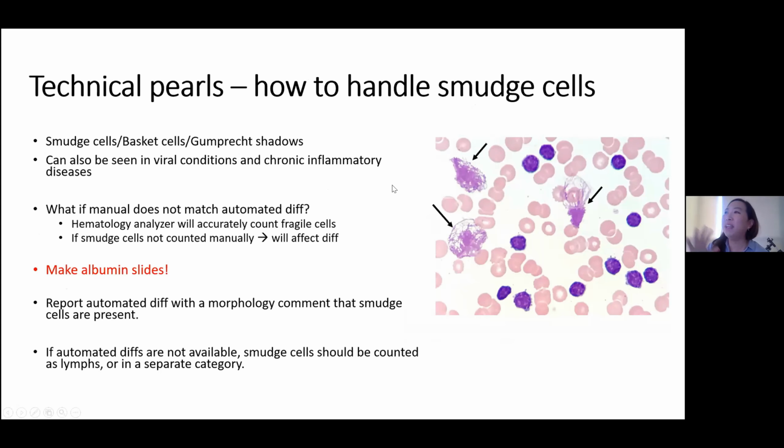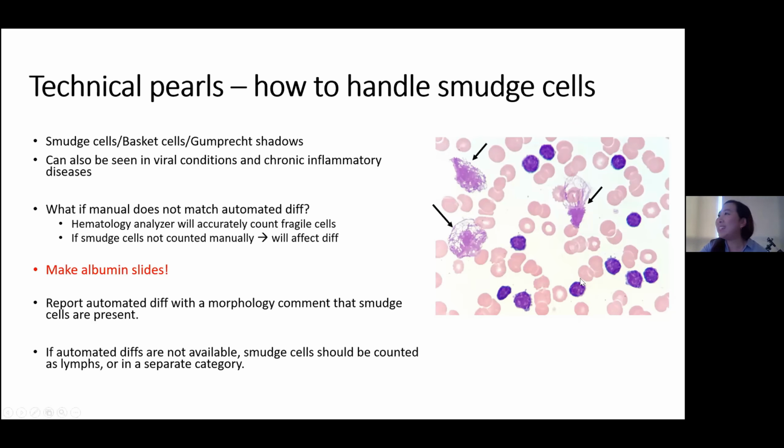So what I really want you to take home from this lecture is that although it's a classic finding in CLL, whenever you see smudge cells, don't always jump to the conclusion that this is CLL. Keep in mind that you can also see that in reactive conditions. To diagnose CLL, you have to take everything into account that we already talked about.